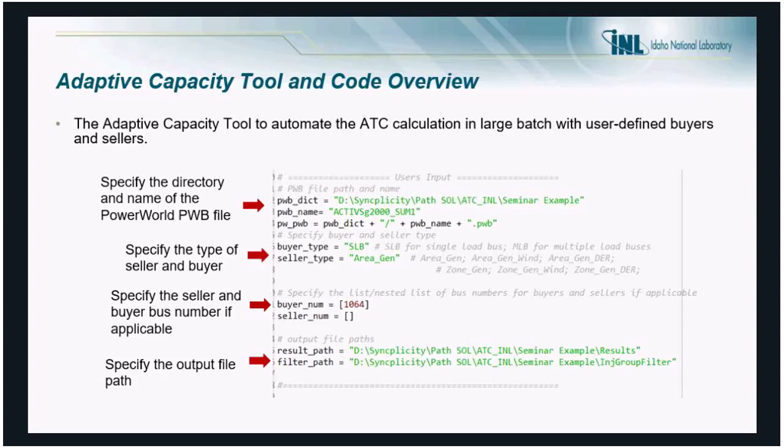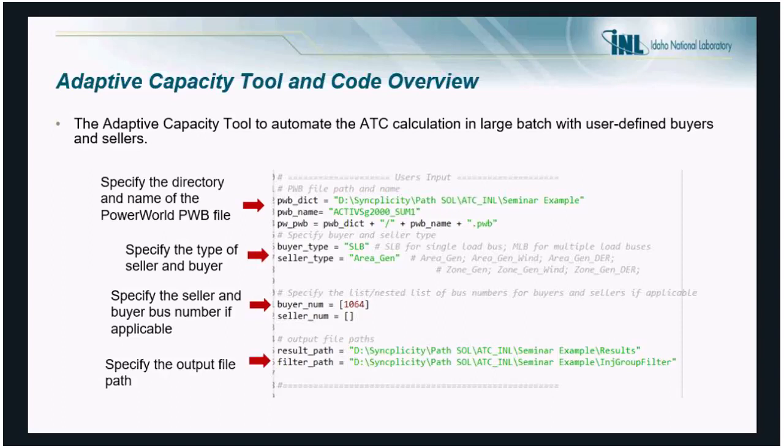For this tool, the only user input that future users need to change is, first, to specify the directory and the name of the PowerWorld PWD file, which is the PowerWorld PowerFlow file. The second step is to specify the type of seller and buyer. To be consistent with the demo that I just did in the PowerWorld user interface example, the buyer type is specified as a single load bus, load bus number 1064. But this code can also take the buyer type as multiple load buses as a cluster, as multiple load buses as one single buyer.